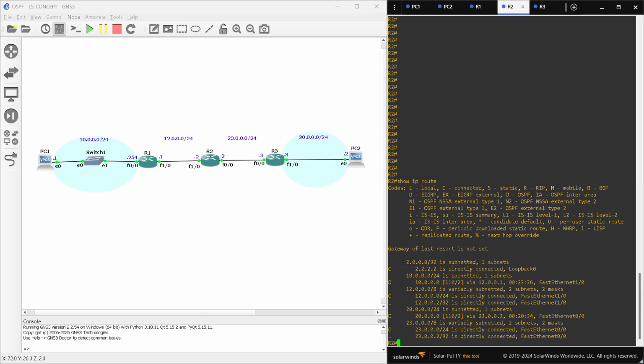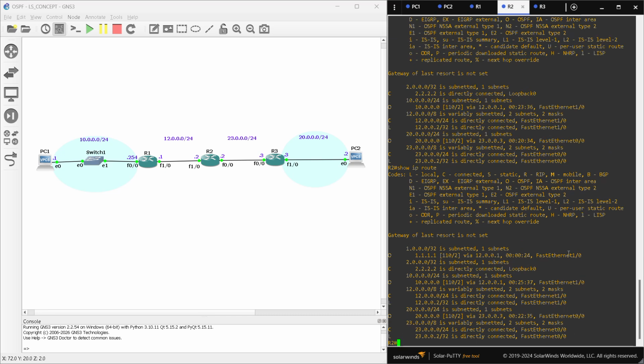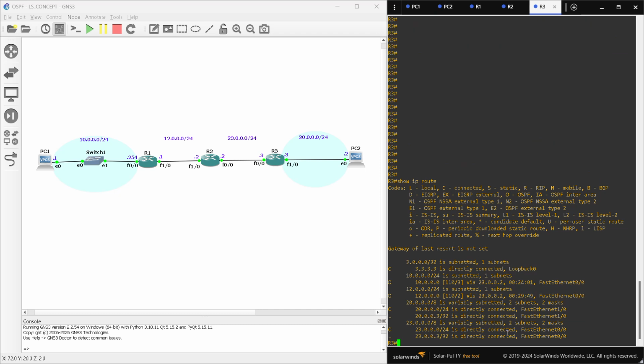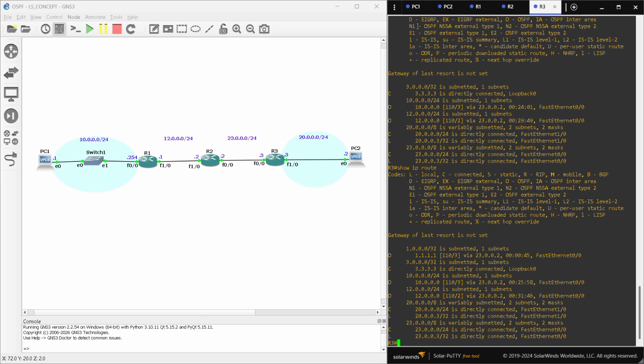Initially R2 only had information about the network 2.2.2.2, its own loopback. Now as you can see, it has the information about R1's loopback address, and it is learning it with the help of OSPF. O stands for OSPF in the routing table. It does not yet have any information about R3. Great. Now we'll go to R2.